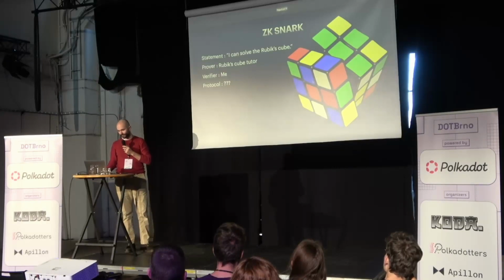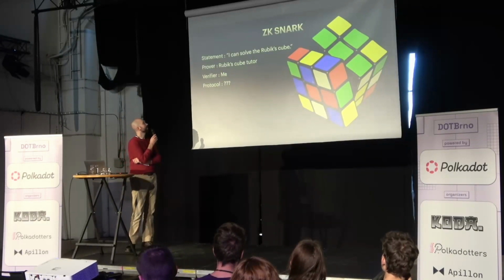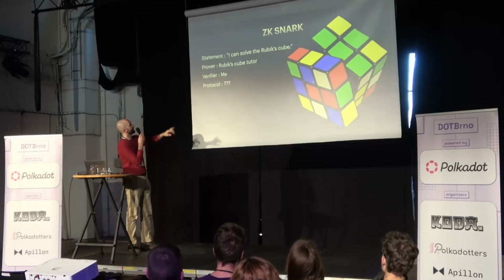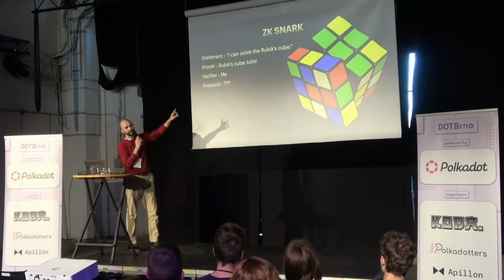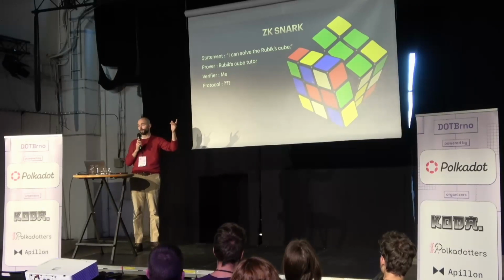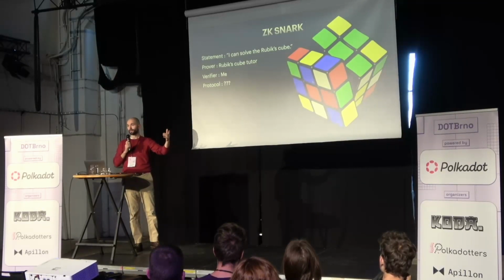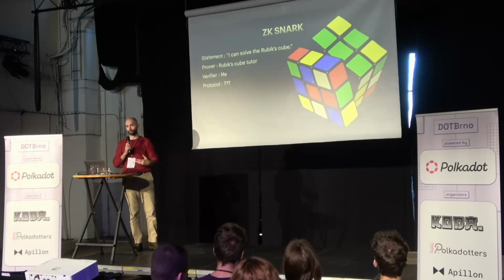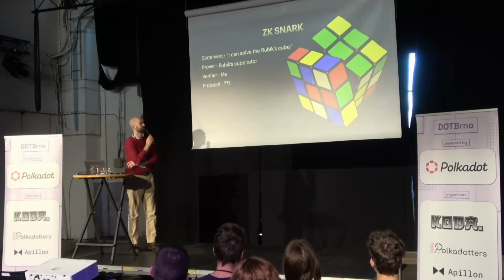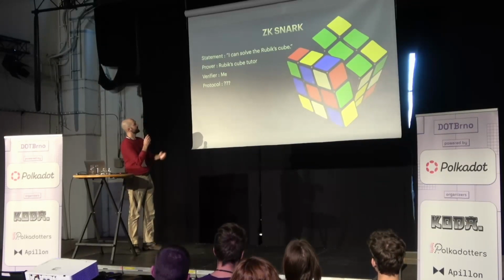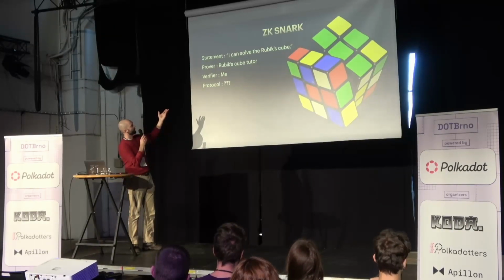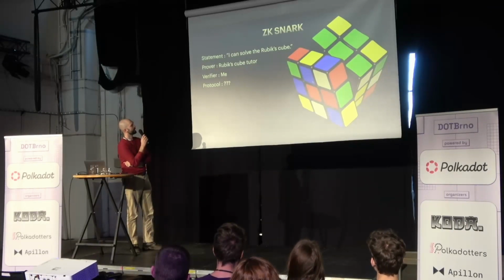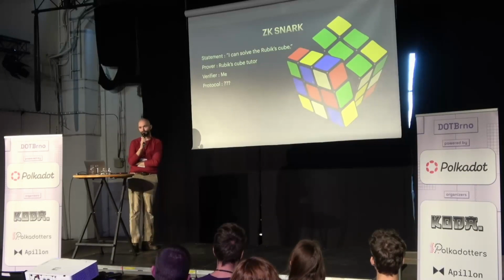So it's a good time to introduce a little bit of terminology around ZK SNARKs. They always start with a statement. And in this case, the statement is, I can solve the Rubik's Cube. Someone has to prove to me that they can solve the Rubik's Cube. So they want to prove the statement, I can solve the Rubik's Cube. And that person is called a prover. We refer to them as the prover, right? And in my example, it's this Rubik's Cube tutor.